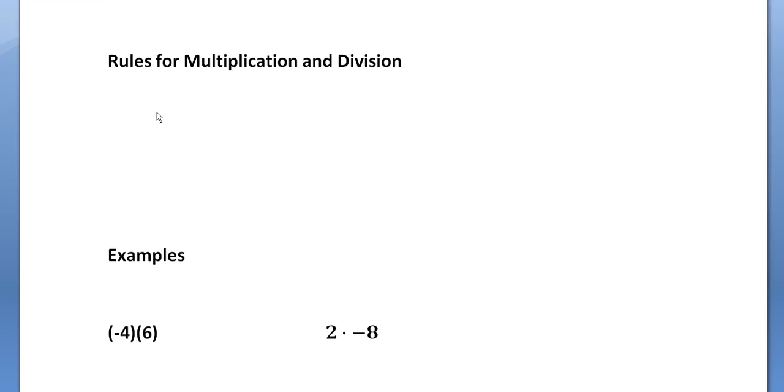Let me review with you rules for multiplication and division. These rules apply for both. I'm going to put them for multiplication, but they'll also work for division. If you multiply a positive number times a positive number, you will get a positive as an answer. For example, if I multiply 3 times 4, I will get a positive answer. Same rule. If I divide a positive number by a positive number, I will also get a positive answer.